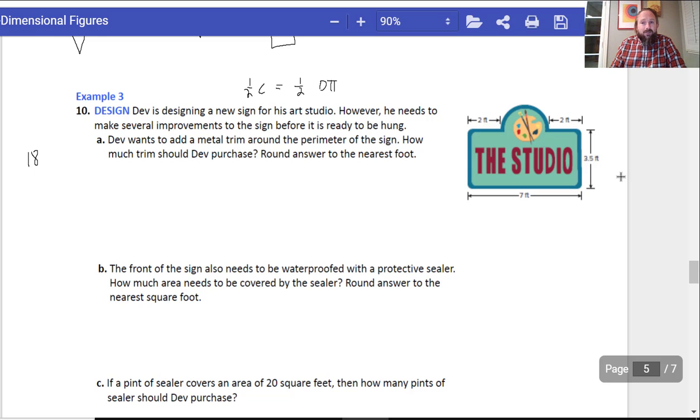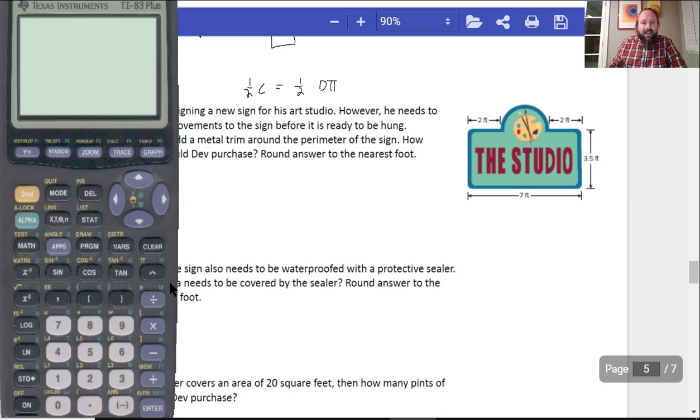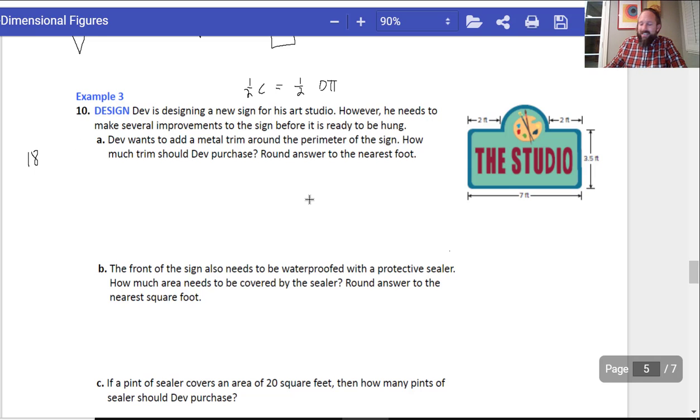Well, what's the diameter? We have to use what they give us. Since I know the total is 7, this part is 4. So I know the diameter is 3. So I would take out my handy dandy calculator and do 3 times pi divided by 2. So it's 4.7. So 4.7 plus 18.